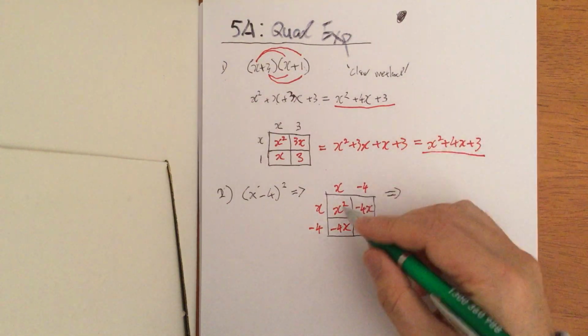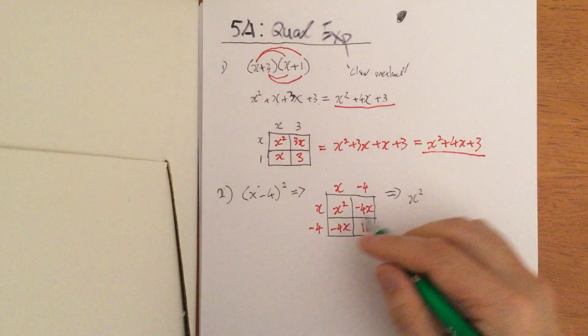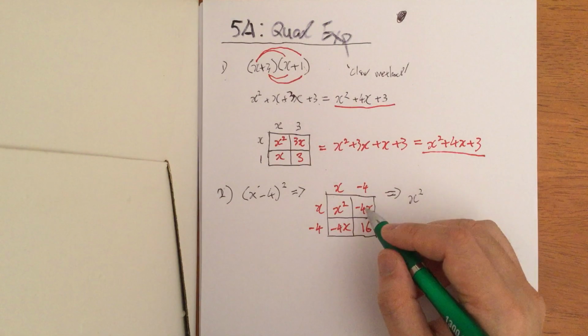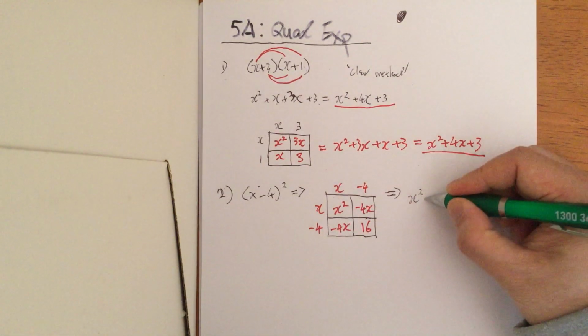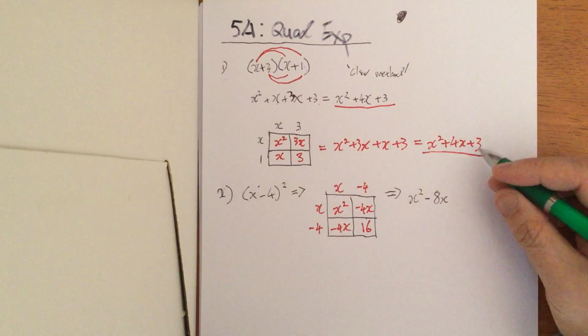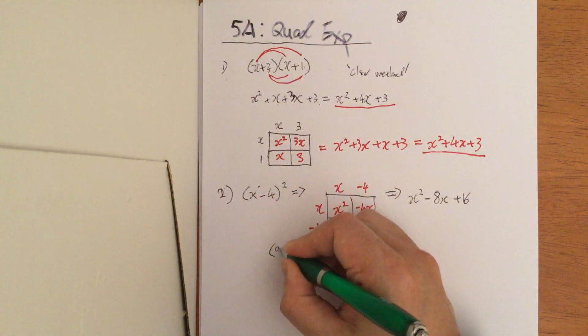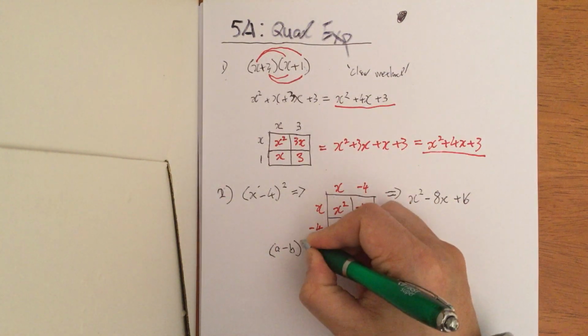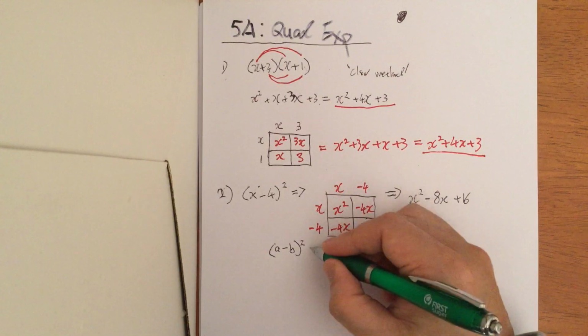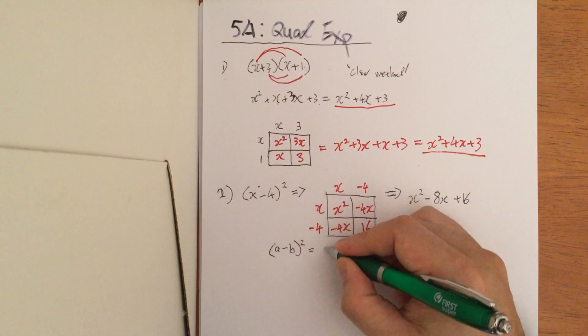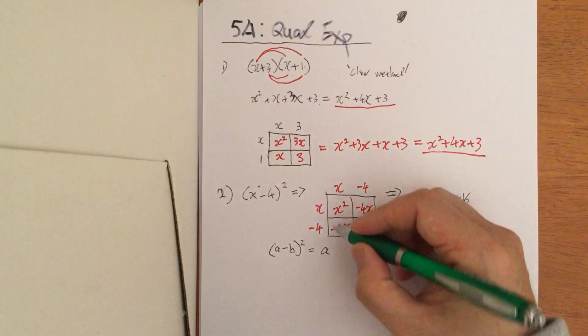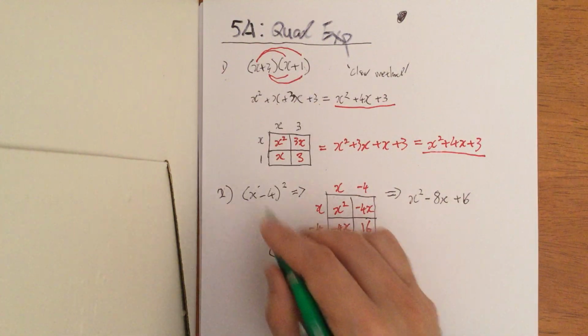Okay, so what do we got here? x squared is x squared. Negative 4x plus negative 4x means it's negative 8x, plus 16. All right, so that's your expansion. But there is a little trick that you can apply with algebra if your bracket looks like this. The easiest trick is if you expand something that looks like this.